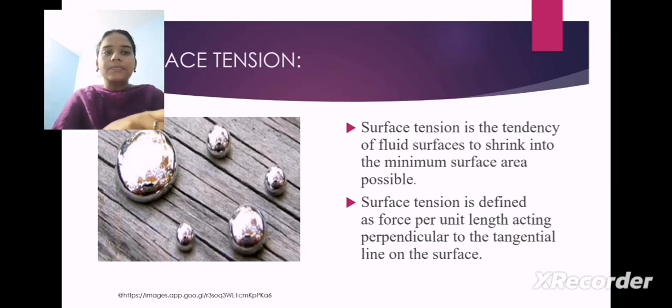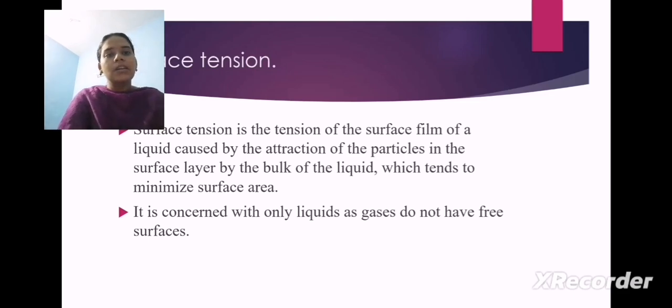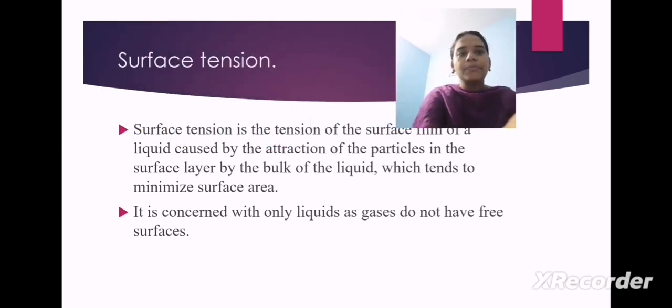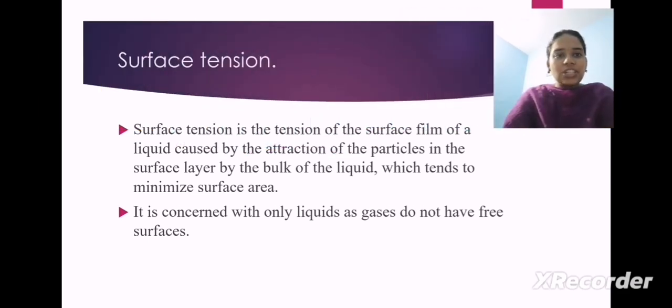So this tendency of fluid surfaces to shrink into the minimum surface area possible is called surface tension. Surface tension can be defined as force per unit length acting perpendicular to the tangential line on the surface.